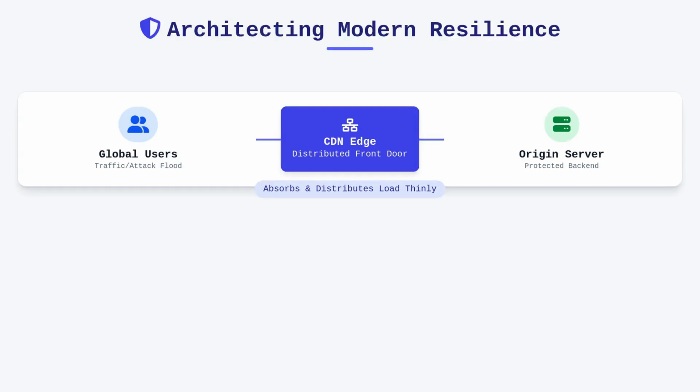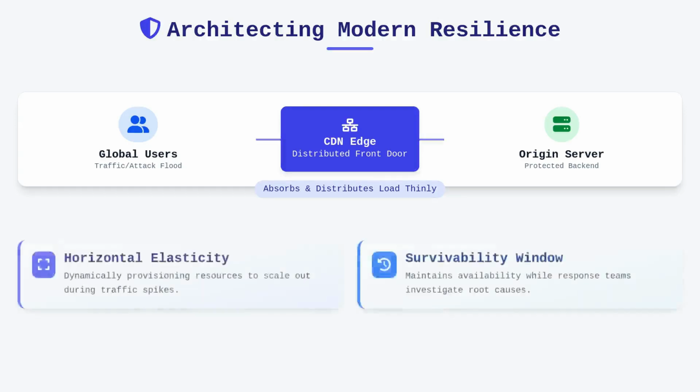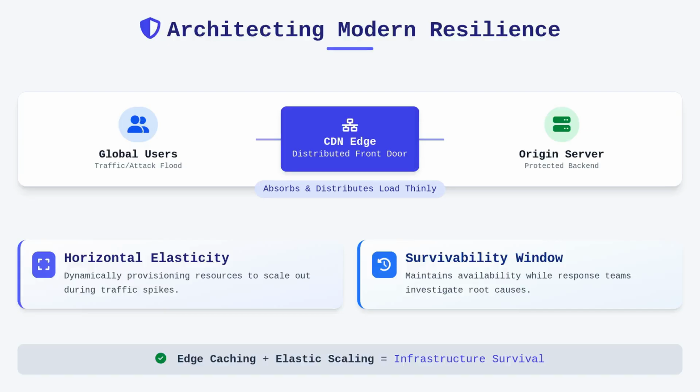Furthermore, a well-architected infrastructure includes elasticity, allowing your systems to scale horizontally by dynamically provisioning more resources when traffic spikes are detected. This combination of edge caching and elastic scaling ensures that even if you cannot stop the attack completely, you can survive it while your response team investigates the root cause.